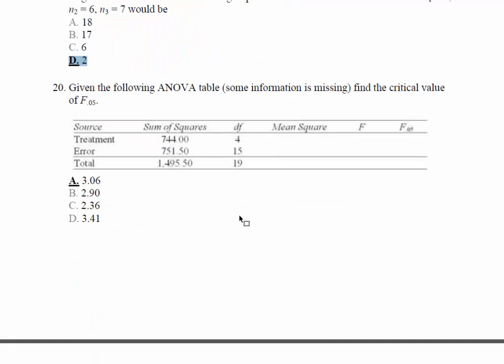Okay. Number 20. Given the following ANOVA table, some information is missing. Find the critical value of F.05.